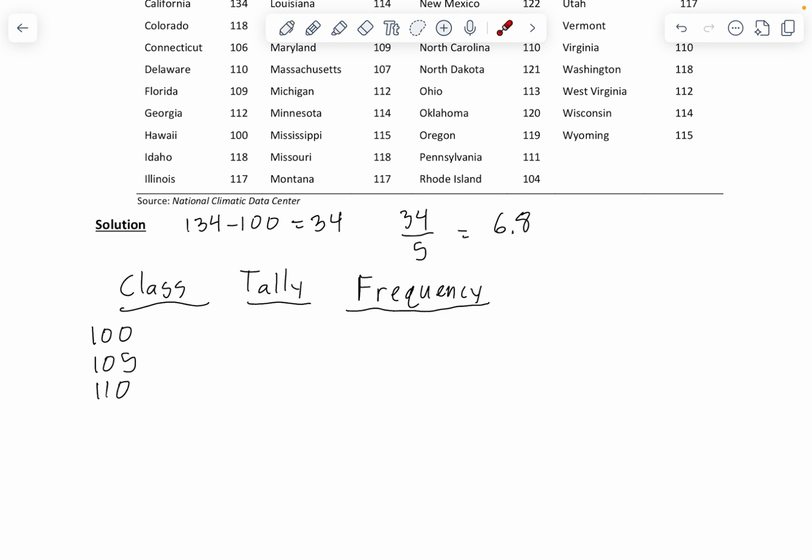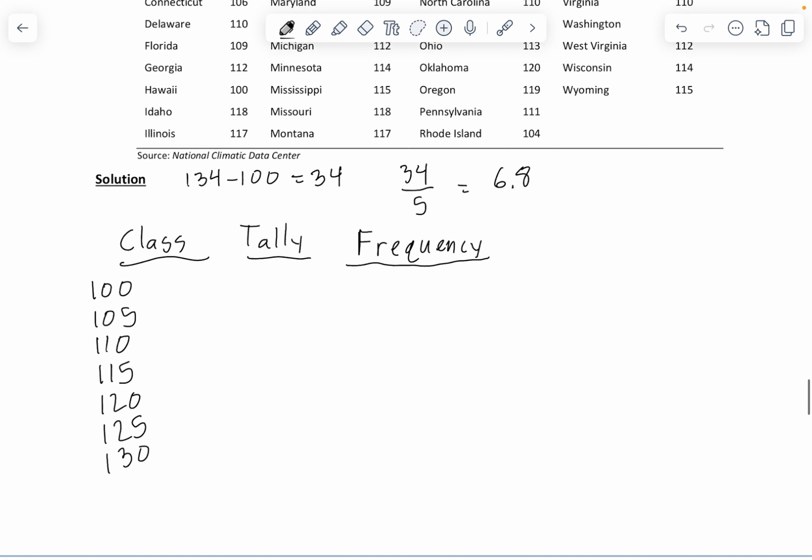Now we said we would need a total of 7 classes. So let's keep going till we have 7 lower class limits. The next one would be 115, that's 4, and then 120, that's 5, 125, that's 6, 130, and then 135. Sorry, did I do that right? 1, 2, 3, 4, 5, 6, 7, 8. Okay.